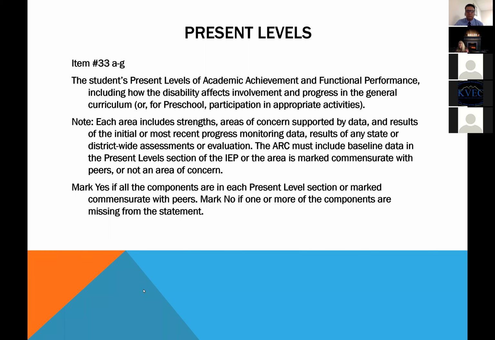Present levels. This is an area that KDE is looking at hard. They're finding, and Denny Paul and I sort of agree to this, it's vague and we need to have more meat and less potatoes. So on item number 33A through G, the student's present levels of academic achievement and functional performance, including how the disability affects involvement and progress in the general curriculum. And then, of course, for preschool, the participation in appropriate activities.